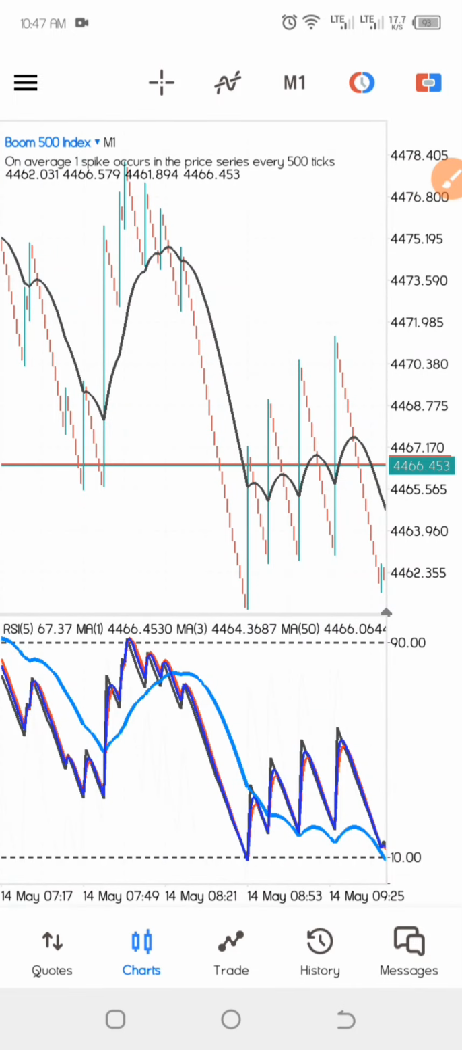Now let's talk about how you can use this strategy right here. How do you use the strategy? Very simple, and it's very straightforward.